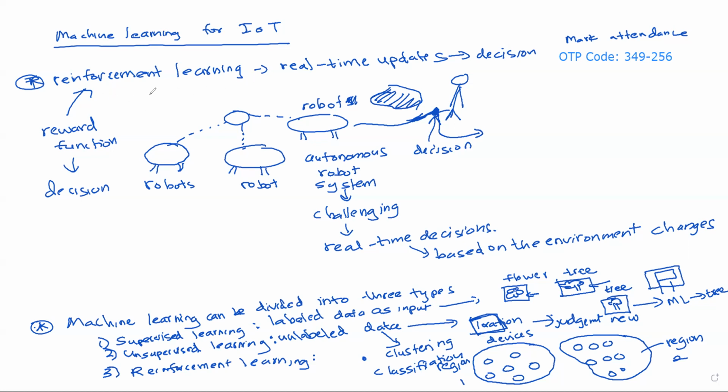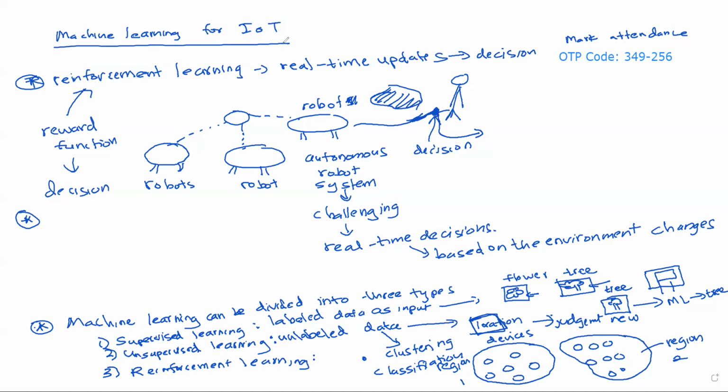Currently reinforcement learning is an emerging trend not only in IoT but also in other sectors of machine learning related research and implementations. People are trying to implement reinforcement learning in their systems. Reinforcement learning makes the systems make real-time decisions and real-time updates regarding the environment. Okay, so those are the basic techniques that are used in machine learning.